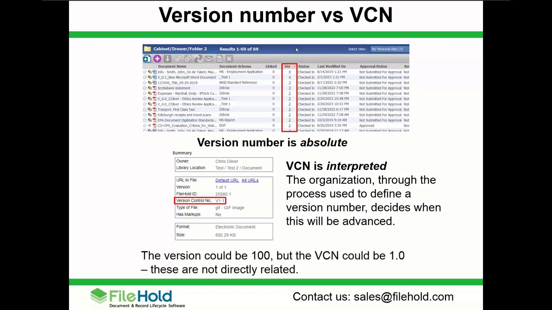So the version could be 100, but the VCN could be 1.0. They're not directly related. They often have something of a relationship, but that's understood by the organization, not by the document management software, which just treats the version number as absolute.